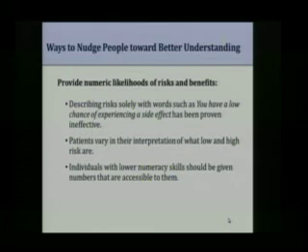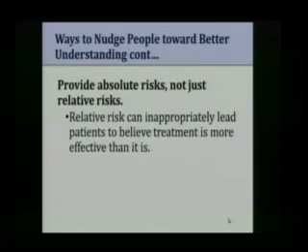So what are some ways to nudge people for better understanding? Provide numeric likelihoods of risk and benefit. Describing risk solely as "you have a low chance of experiencing side effects" has been proven to be ineffective, because patients vary in their interpretation of what that means. Individuals with lower numeracy skills should be given numbers that are accessible to them.